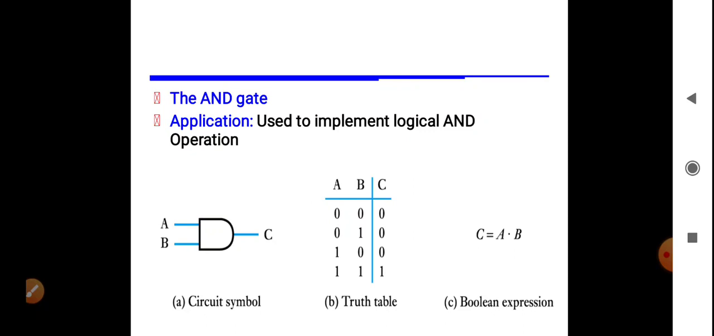So here the first combination is 0 dot 0, which is equivalent to 0. 0 dot 1 is also 0. 1 dot 0, 0. 1 dot 1, 1. This itself indicates if all the inputs are high, the output is high. Means if at least one of the inputs is low, the output is equivalent to low.